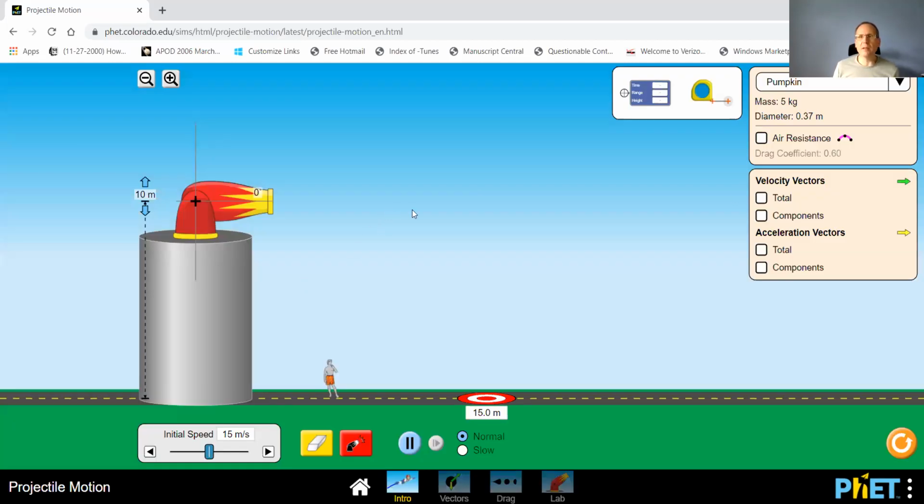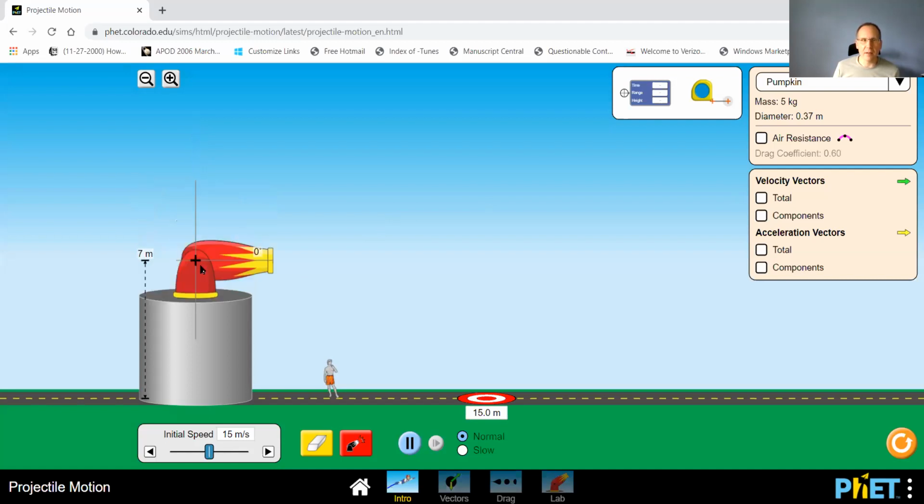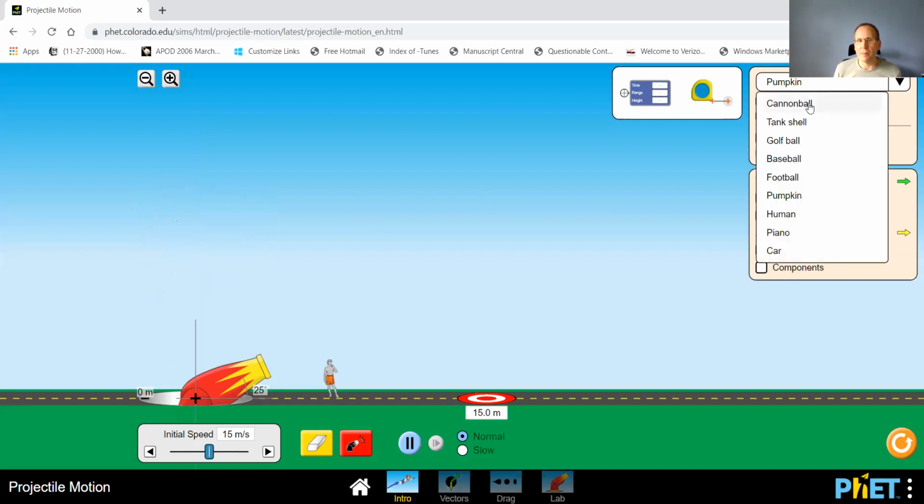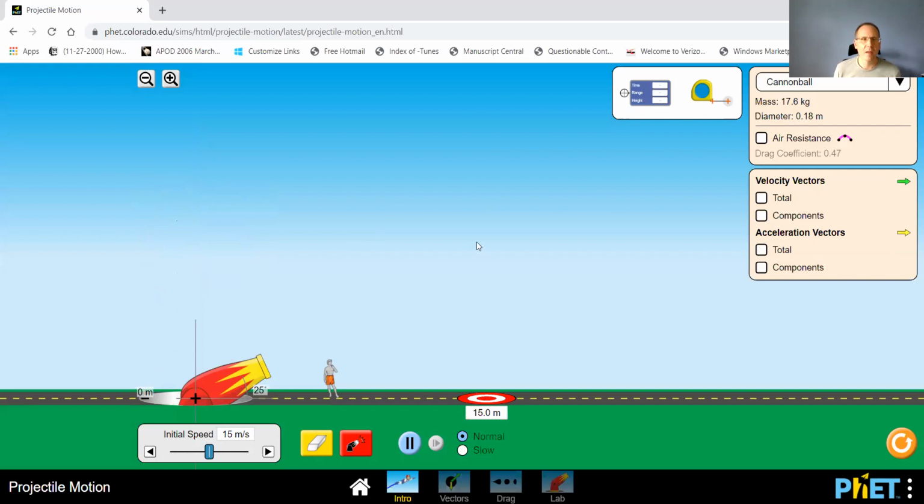The first thing you want to do is decrease this launch height so that it's at 0. So we can bring it down to 0, and so it's launching from the ground. And then the launch object over here, into the pumpkin, we're going to use cannonball. You want to set the initial speed to be 18, right? 18 meters per second. And then to launch an object, all you have to do is hit the red button here.